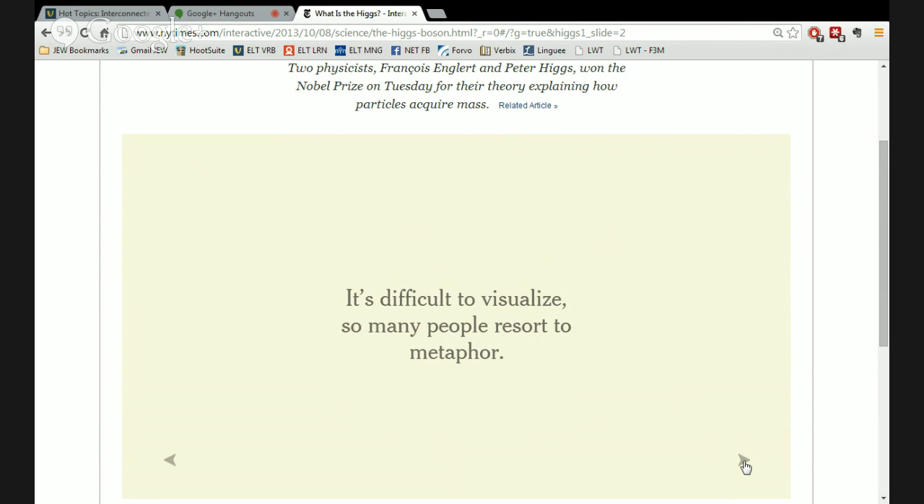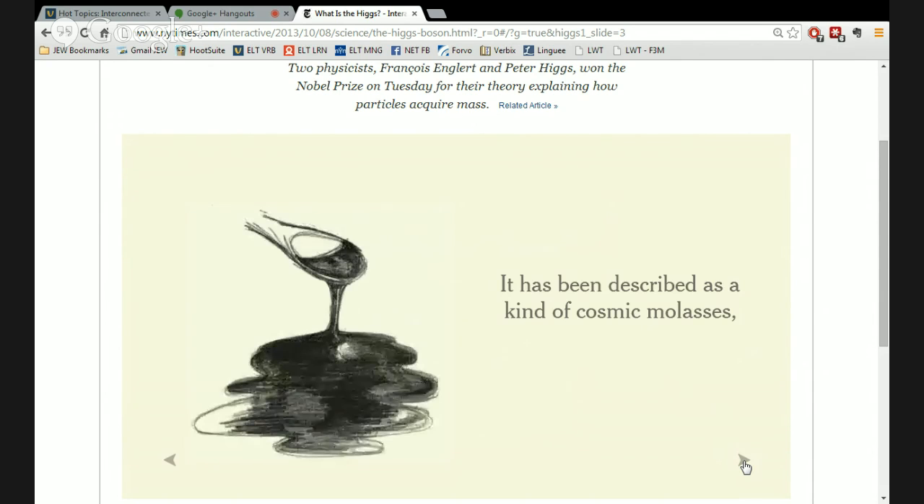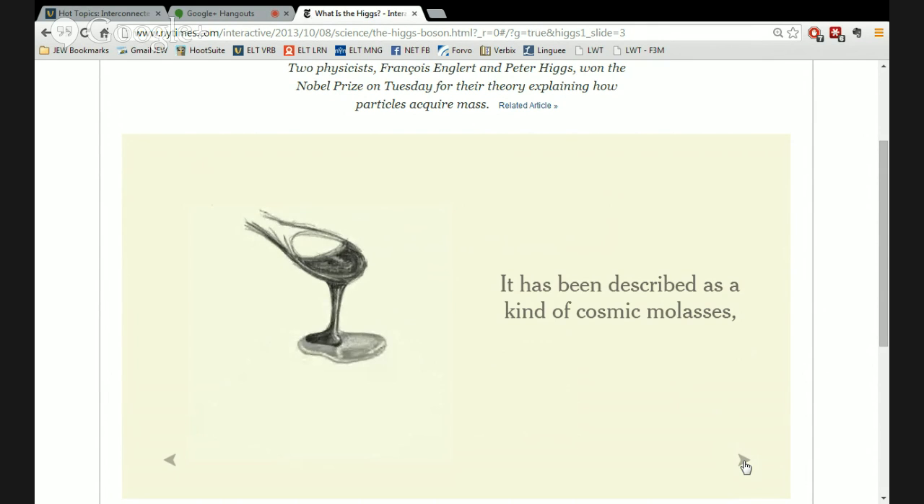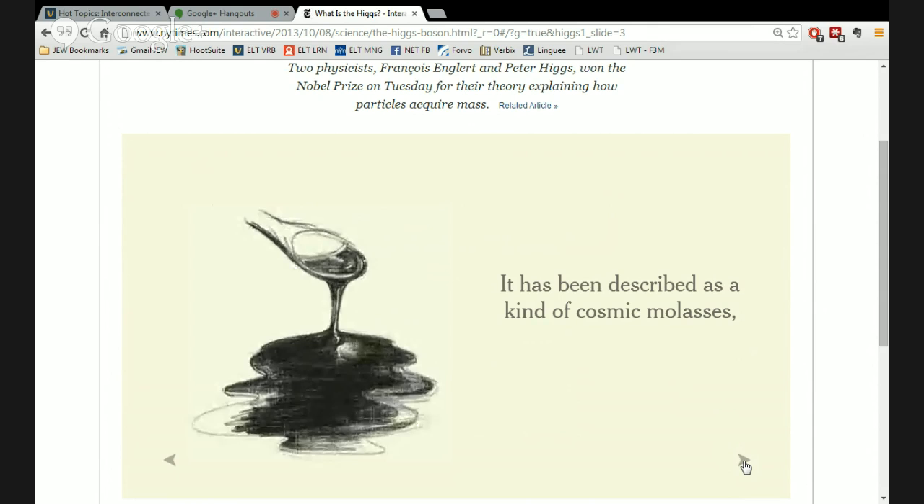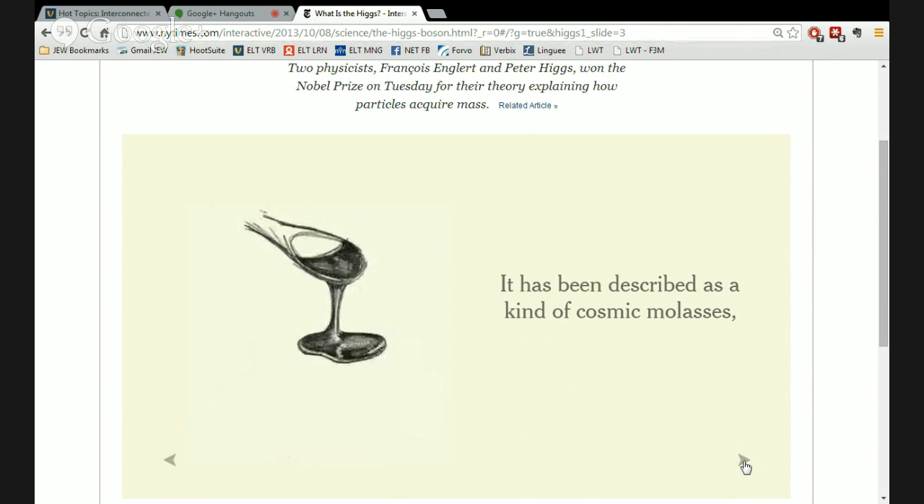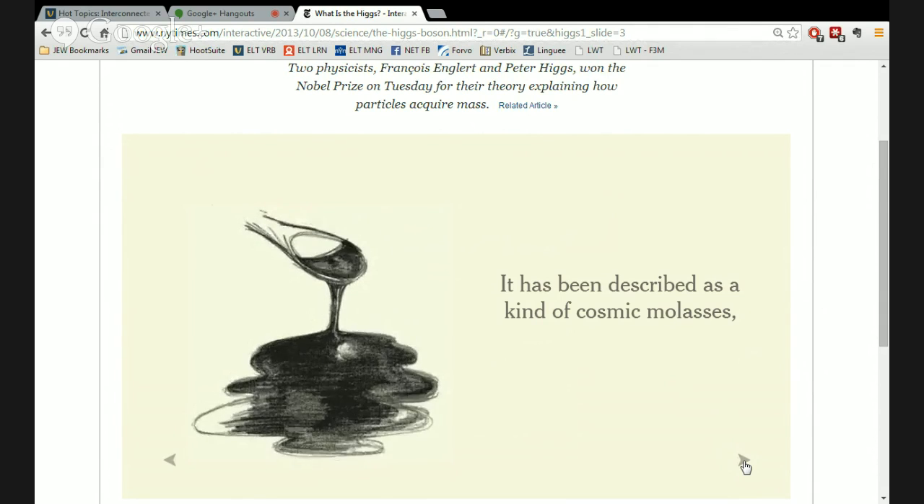It's difficult to visualize, so many people resort to metaphor. Keep going, Yuki. It has been described as a kind of cosmic molasses. Do you know what molasses is? It's very sticky material. And also slow. Yes, it's very slow.